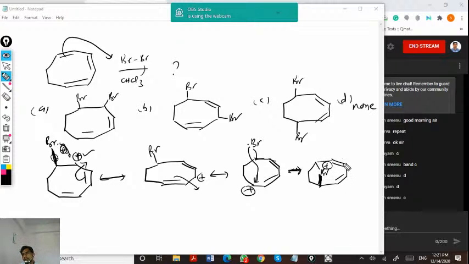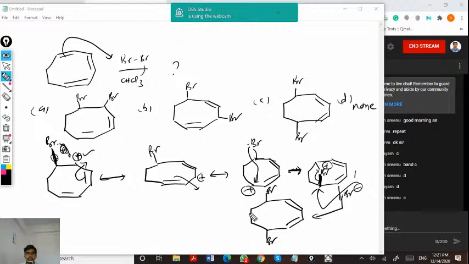And on the other side also a larger ring is there which is not strained. Now another bromine, Br minus, is going to attack on either side, which can give the same product. So this bond is moved towards this. So the final product will be like this.